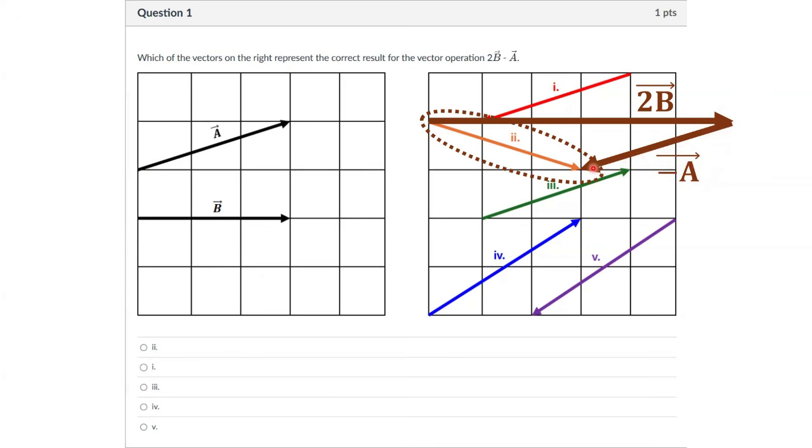And then the result of the vector addition will be whatever vector has its tail placed on the tail of the first vector and its tip touching the tip of the second vector. In this case, that is vector 2. So the correct answer to this question would have been vector 2. Vector 2 is equivalent to 2b minus a.